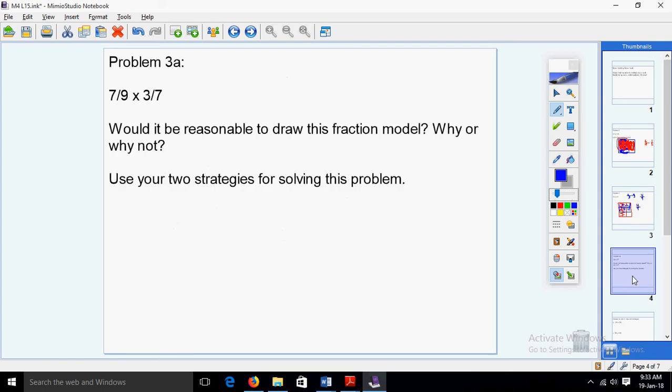All right, let's go to this one. Now I'm going to multiply 7/9 times 3/7. Okay, is this even reasonable to do this? Does it make sense to do it? I would say no, because that's a lot of drawing, and it would be really hard to look at. It would be hard to count all of the smaller ones, okay?